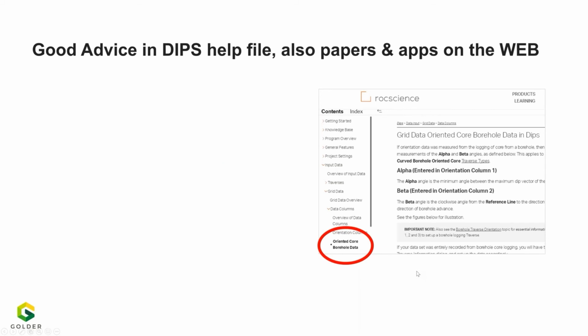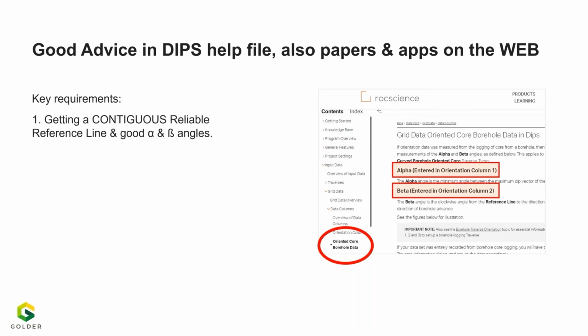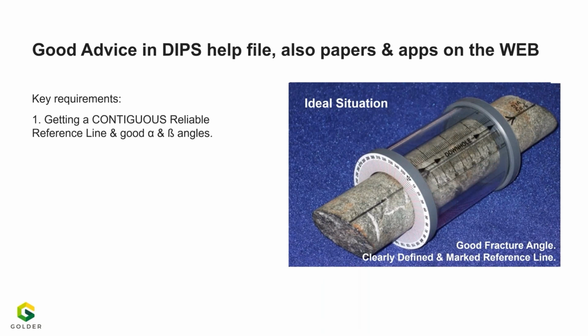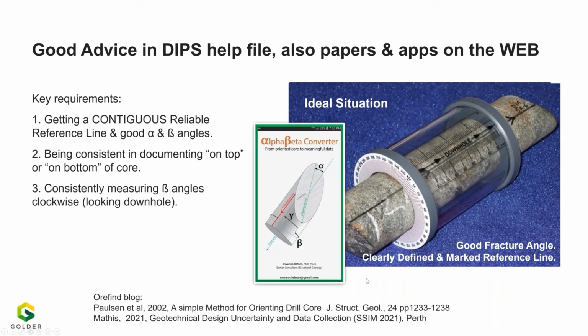There's some good advice in the DIPS files on the web. And the key requirements are getting contiguous, reliable reference lines, good alpha and beta angles, and here is what we need: a consistent on top or bottom of the core definition of where we put our reference line, always measuring it clockwise, looking down the hole. The number of data sets that I've seen where this has got screwed up, and that has complicated everything that's on the nets. There's even apps on the web that you can download to play with these.